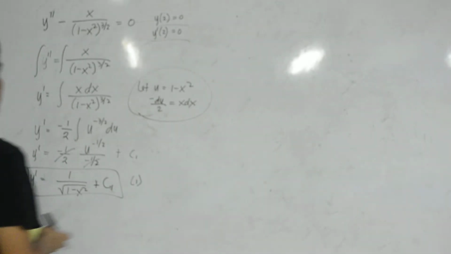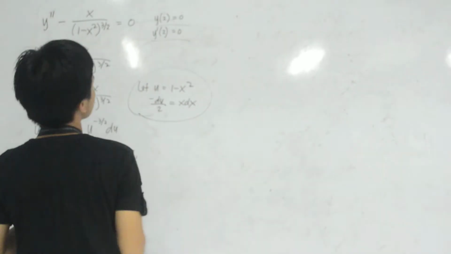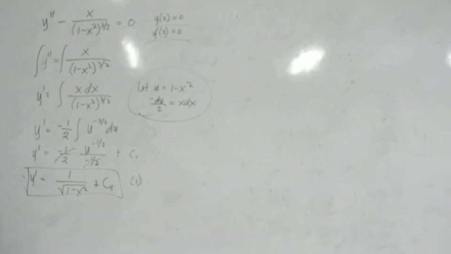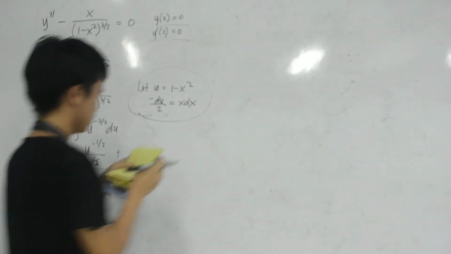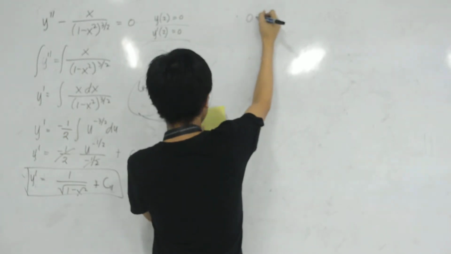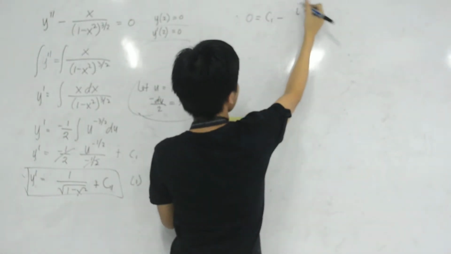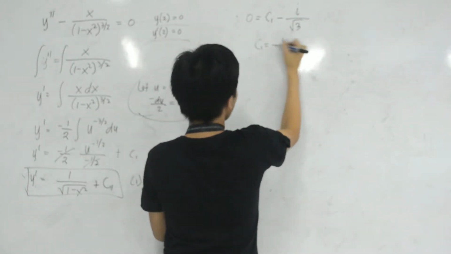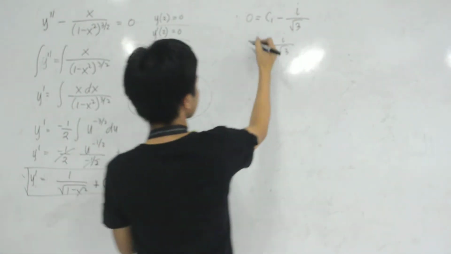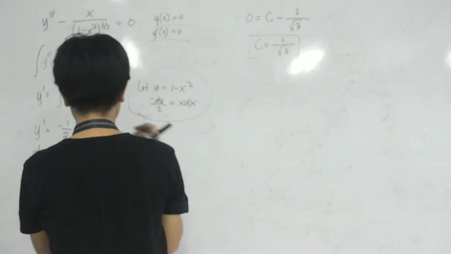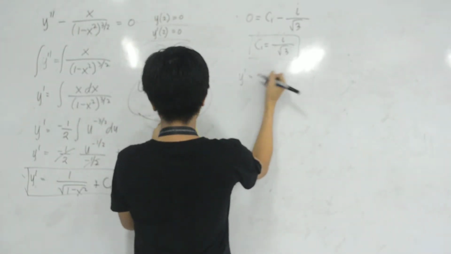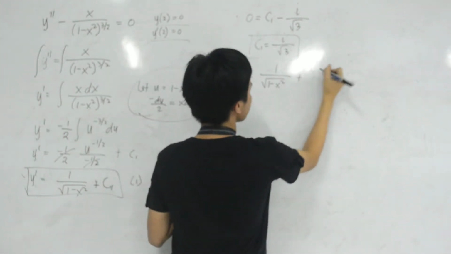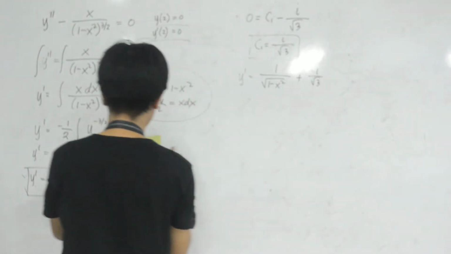But since it is given the condition that y prime of 2 is equal to 0, then we can solve for the value of our C1 here. So by substitution, we have 0 is equal to C1 minus i over square root of 3. So C1 is just equal to i over square root of 3. So the equation for y prime is equal to 1 over square root of 1 minus x squared plus i over square root of 3.